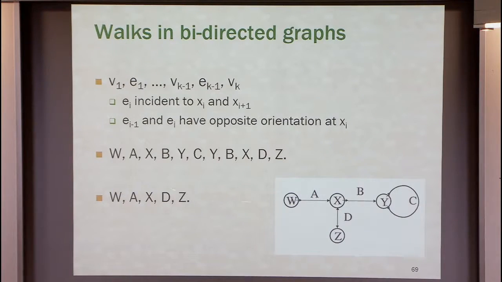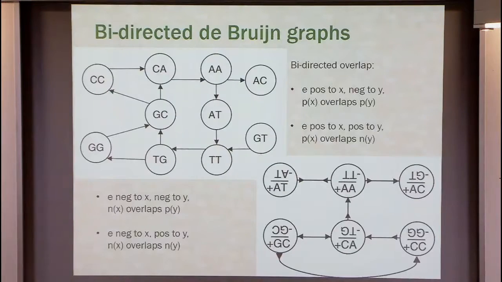This, for example, is not a walk. We go to A, then to X, and to this. So this is negative, and this is negative orientation. So this is not a walk. We have to remember that we don't have paths, as we know from directed graphs, but we have walks.